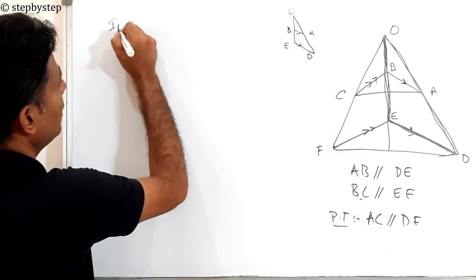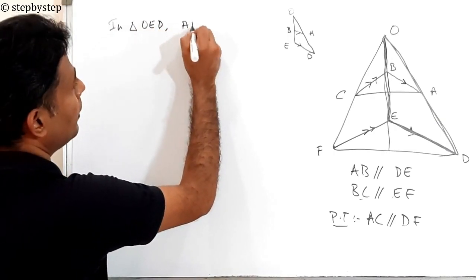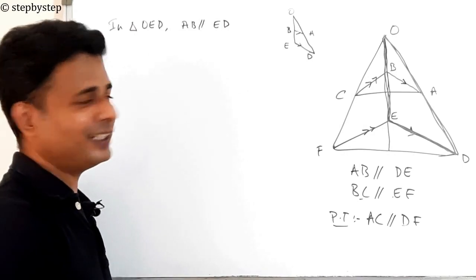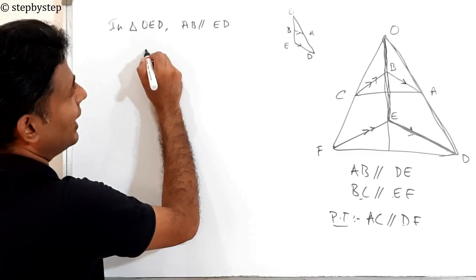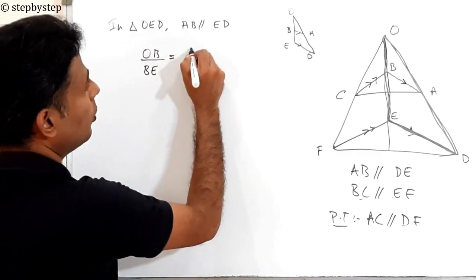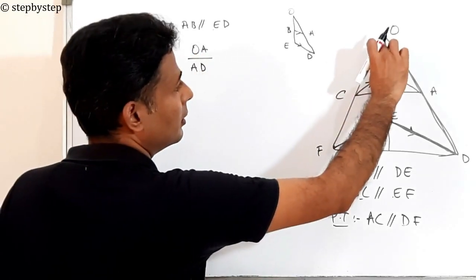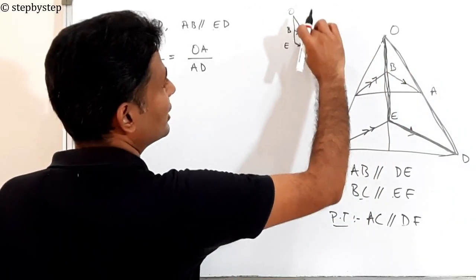So in triangle OED, what do we have? AB parallel to ED. So you can write like this in exam. It looks very nice. Alright. Since AB is parallel to ED, what do we get? OB by BE equal to OA by AD. Right? This by this or this by this equal to this by this.